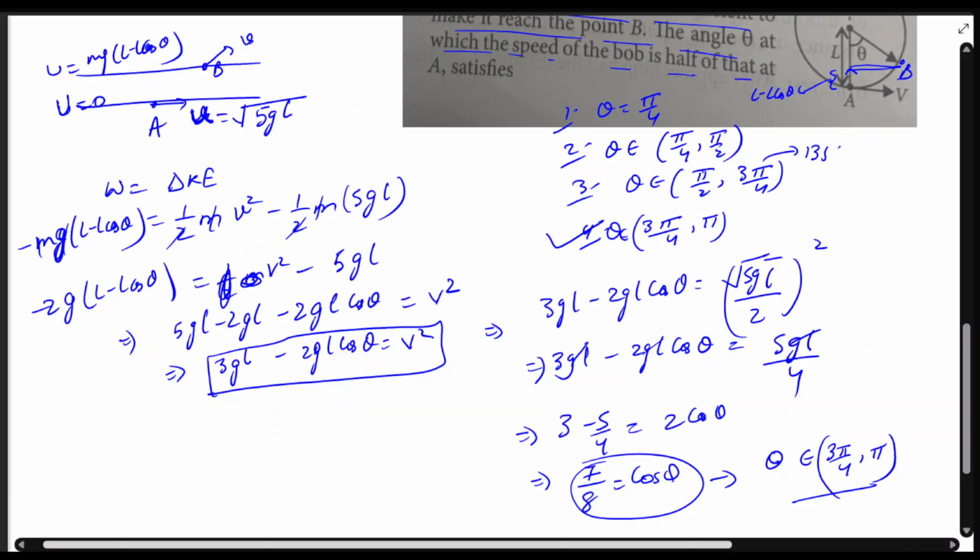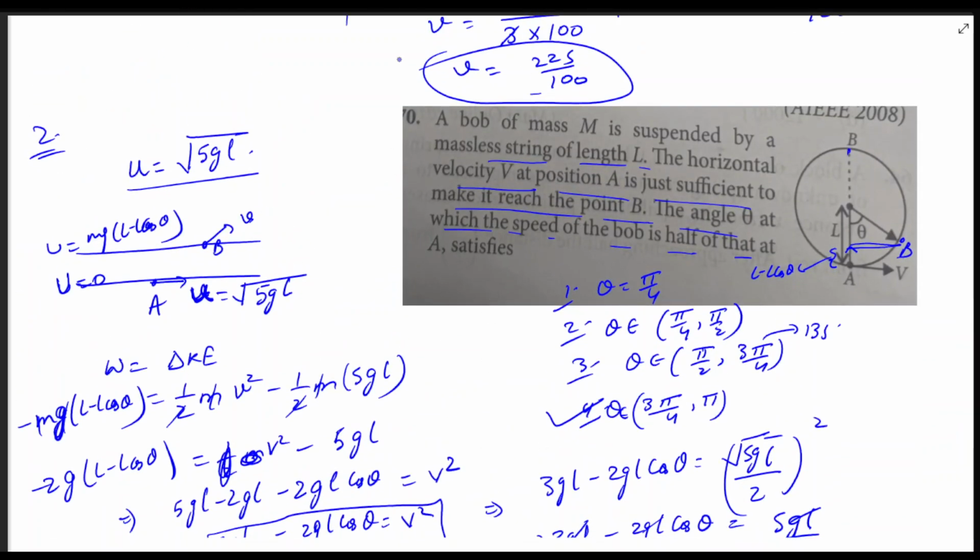So this question is again an easy question. But here you must understand that at the bottom, to move in a circular path and just reach point B, we need speed root 5gL. Okay, next, let's move on to our third question.